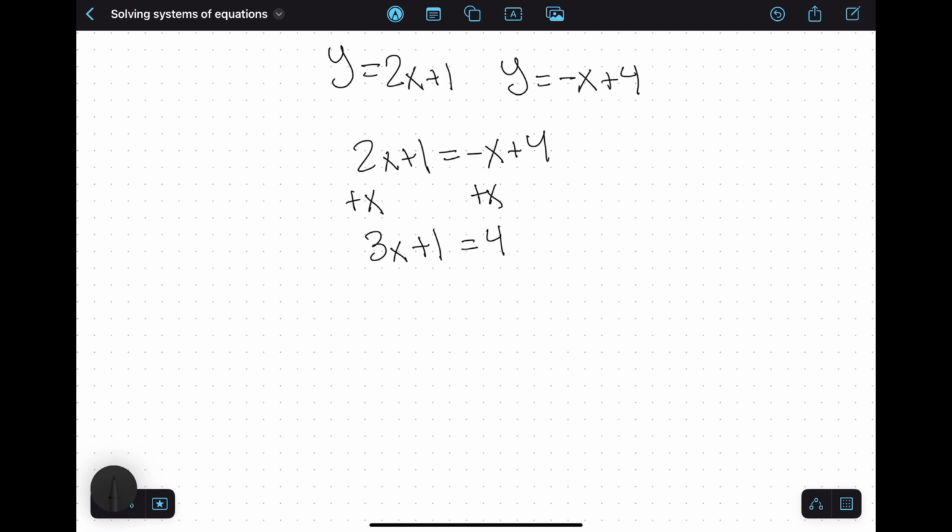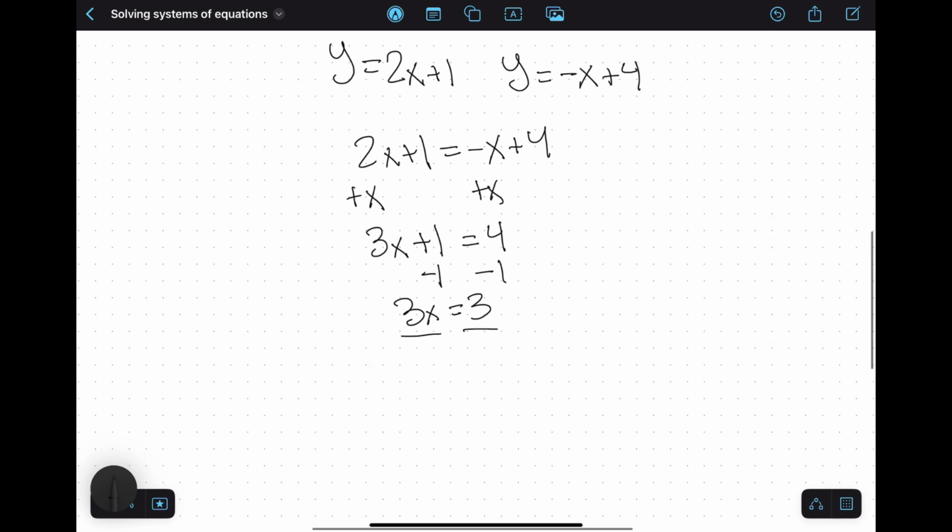Next, we know we must balance on both sides, so we must subtract 1 on both sides. This will bring us to 3x equals 3. Now, to get x by itself, we have to divide by 3 on both sides. Divide by 3. This brings us to x equals 1.